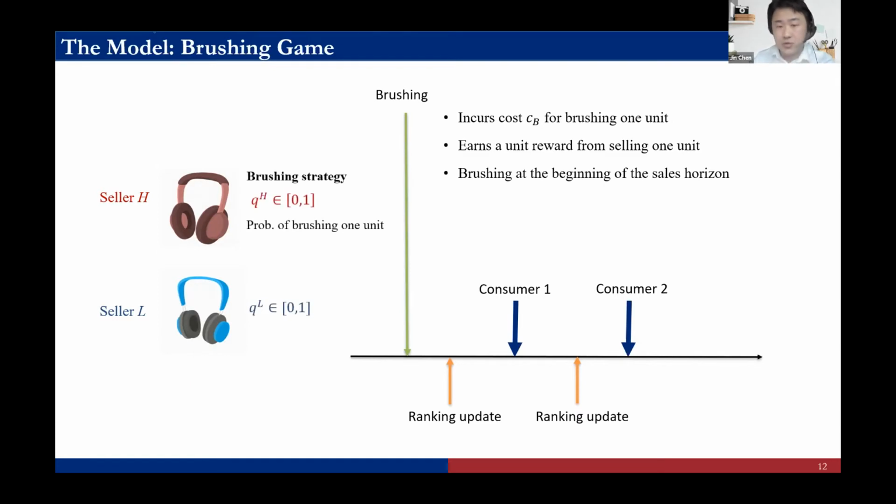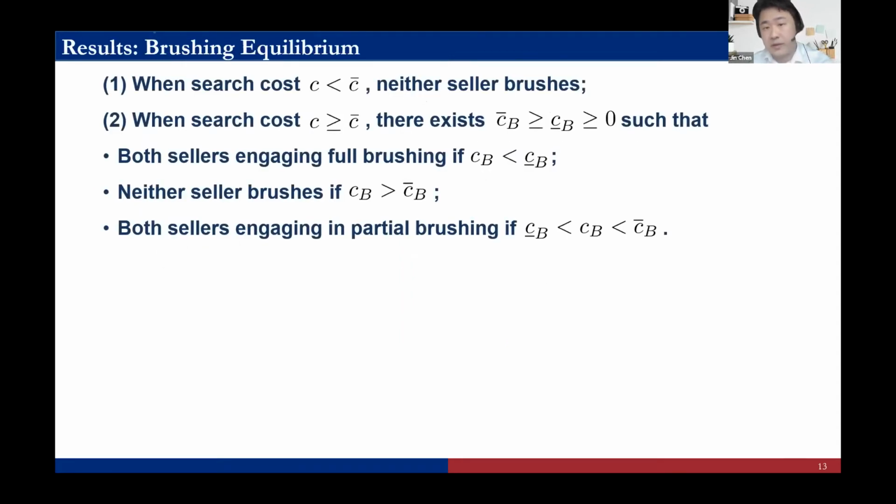The seller's brushing strategy is to decide the propensity to fake 1 unit of sales, which is denoted by q_i. And in a multi-period model, the sellers can decide whether to fake 1, 2, 3, 4, etc. units of sales. So both sellers will maximize their own total expected profit, which leads to a Nash equilibrium. So now let's talk about the results.